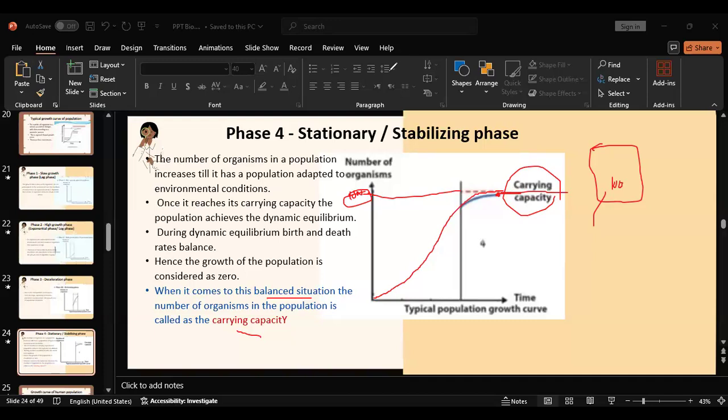Understand these things. This is the typical growth curve. There are four phases: lag, log, declining, and stationary phase. Have you understood this one? Is there any doubt? If you understand until this one, drop a message, yes.